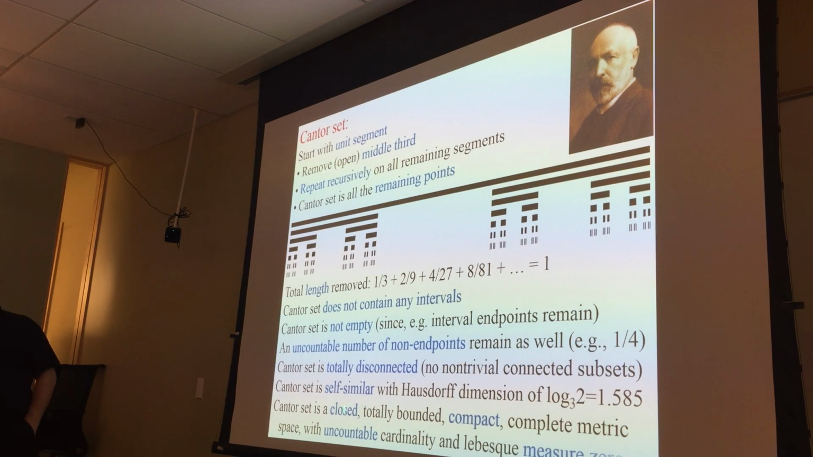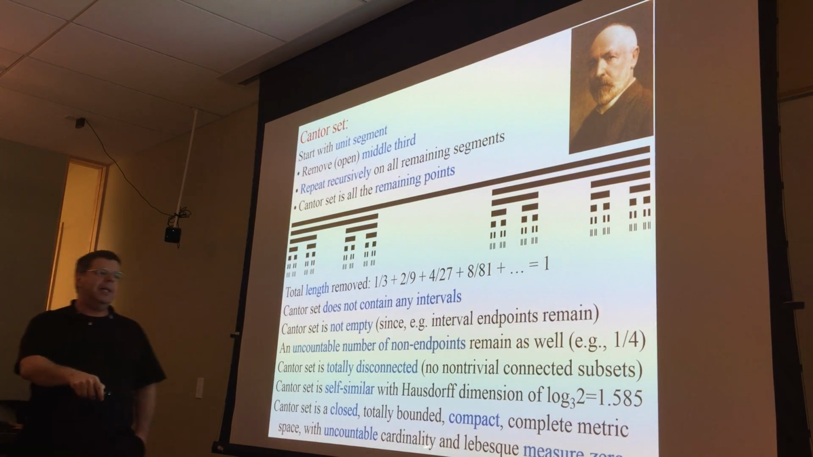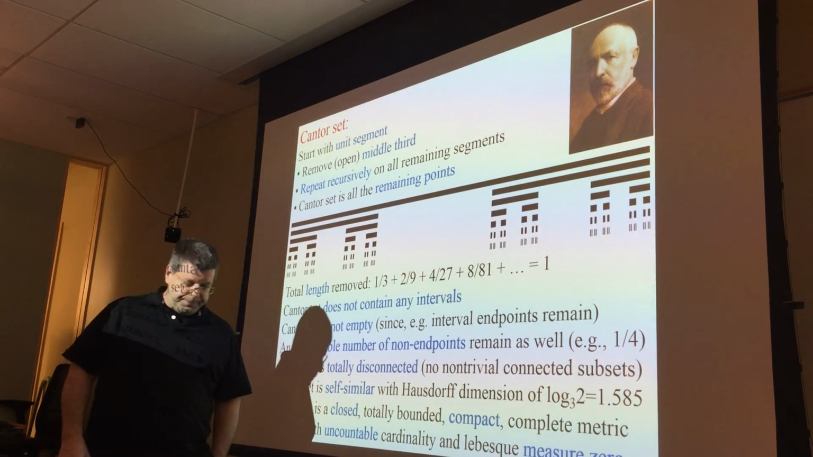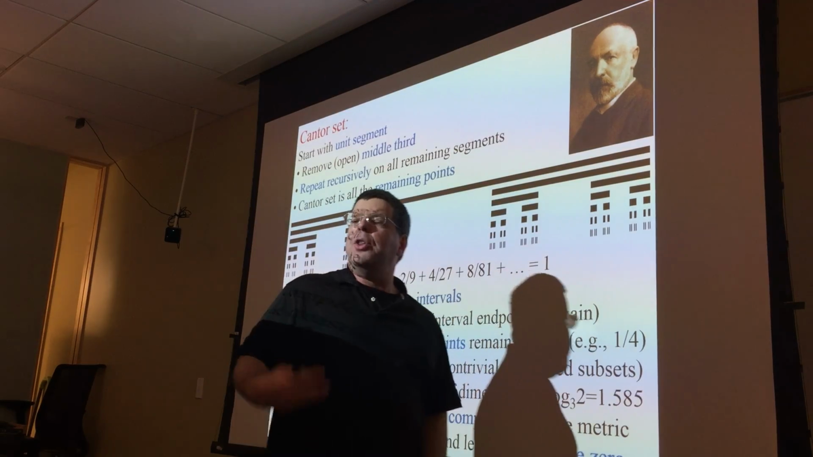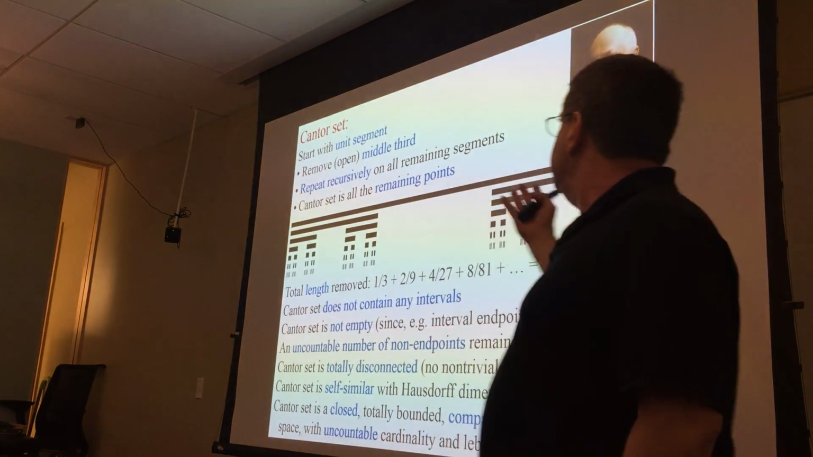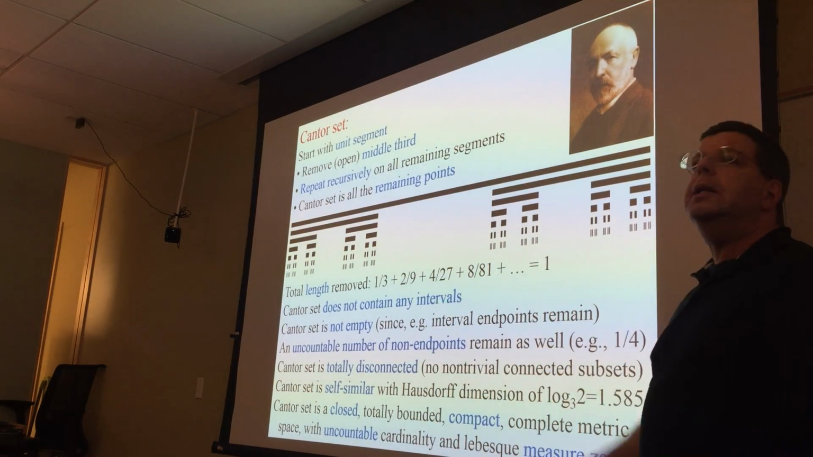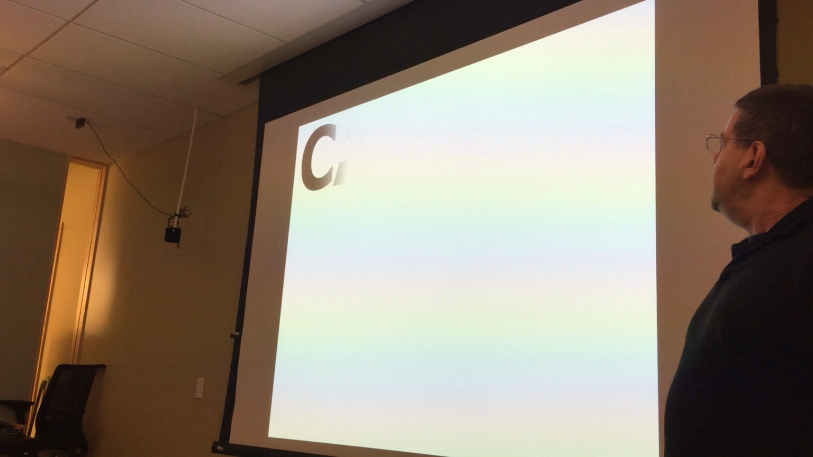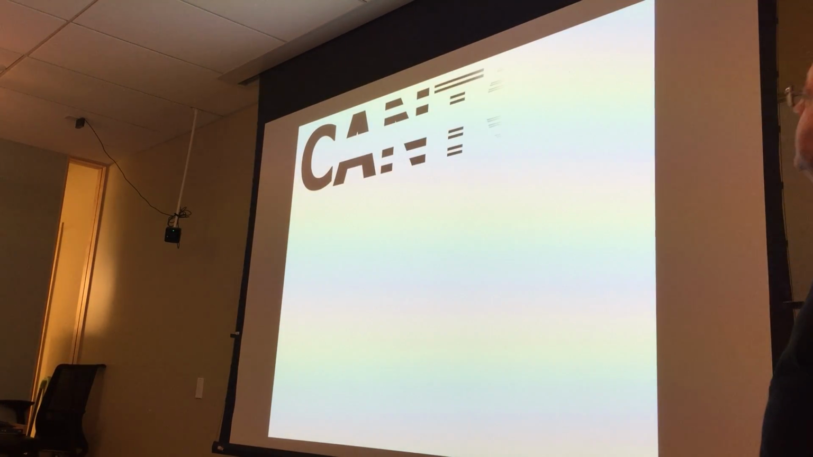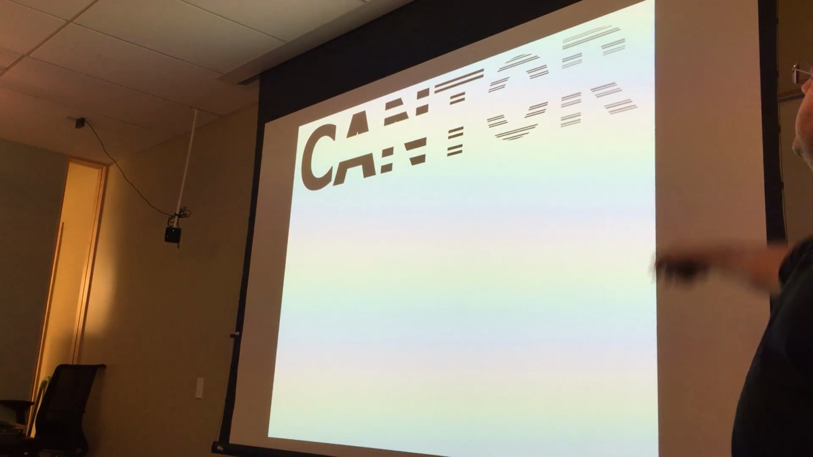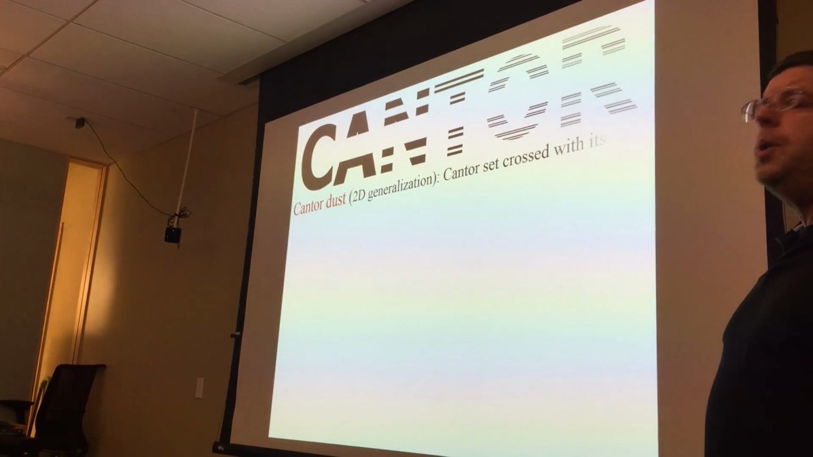So this set is a closed, totally bounded, compact, complete metric space with uncountable cardinality and Lebesgue measure 0. Try to say that one 3 times fast. And nobody thought that sets like this existed. It never occurred to any human being up until the late 1800s when Cantor defined this. Very strange properties for a set. Right? So, kudos to Cantor for coming up with this. His name is preserved as the Cantor set.